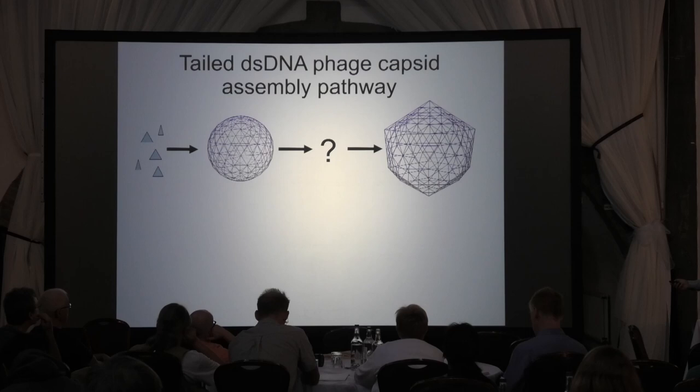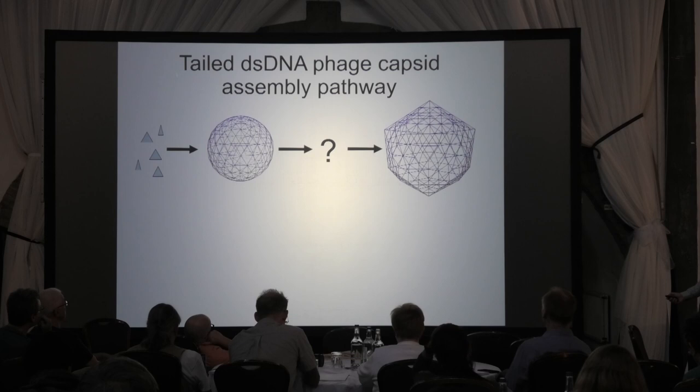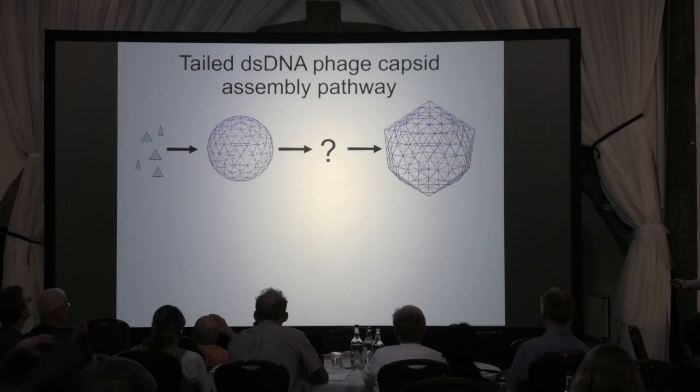And so here's a slide that I thought everyone would be sick of at this point, but this is a schematic of the tailed double-stranded DNA phage capsid assembly pathway. So we start with the soluble subunits, some combination of capsid protein and scaffold, and those self-assemble into a metastable prohead. And then something happens, and we get a mature capsid with no scaffold. It's much more stable, and generally we have expanded volume and angular shape.